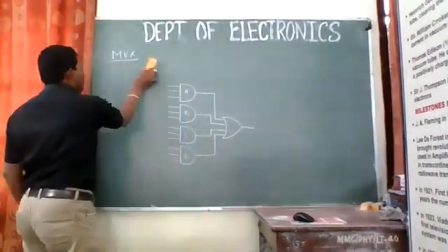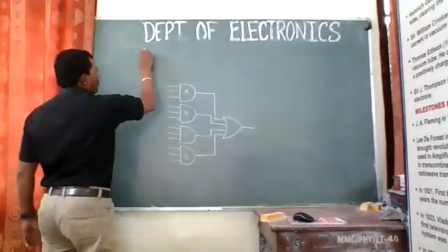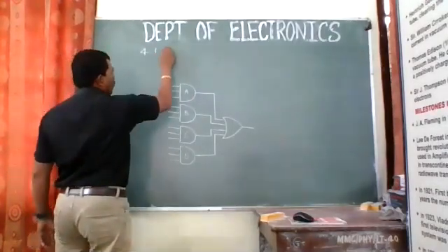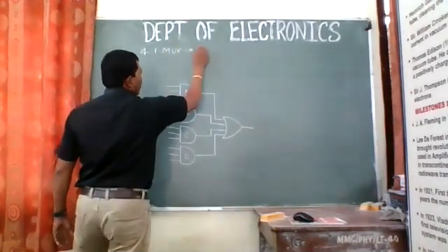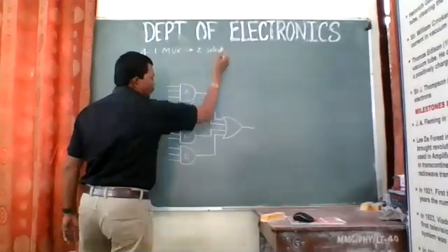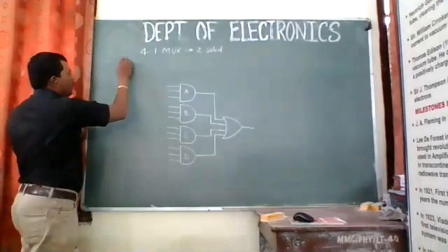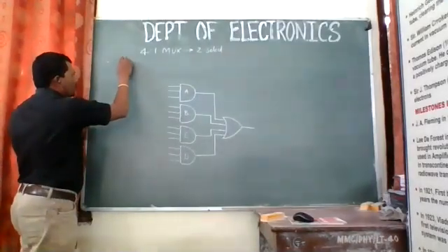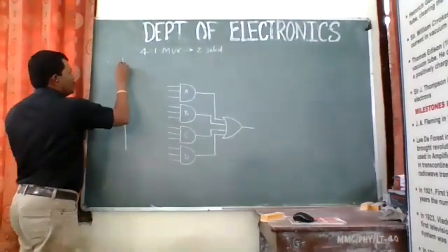Now, as we know, for a 4:1 mux, how many select lines do we require? We require two select lines, right? So two select lines are essential for this 4:1 mux. So let us try on that. I will be having two select lines. I am drawing this like this. So this is two select lines.